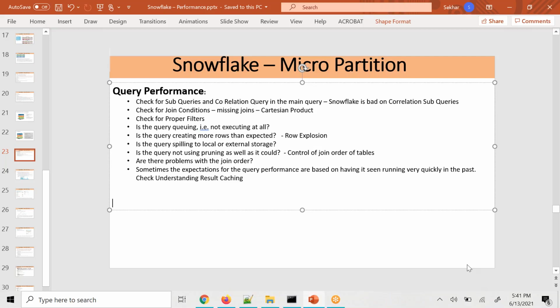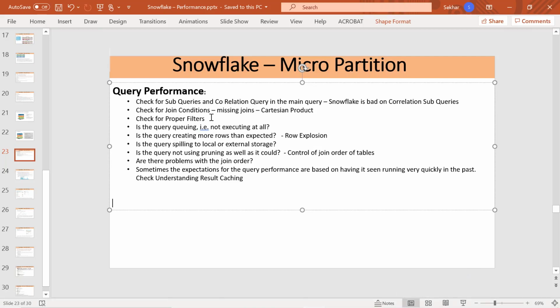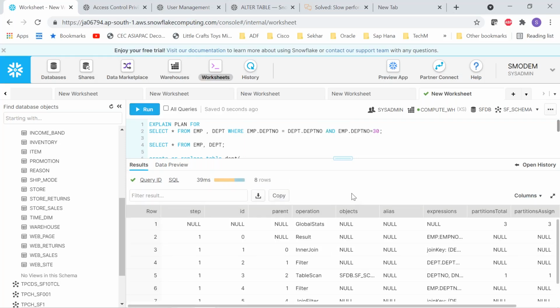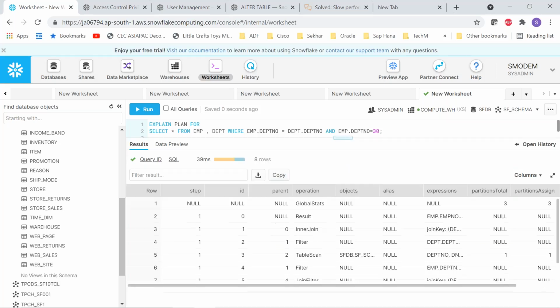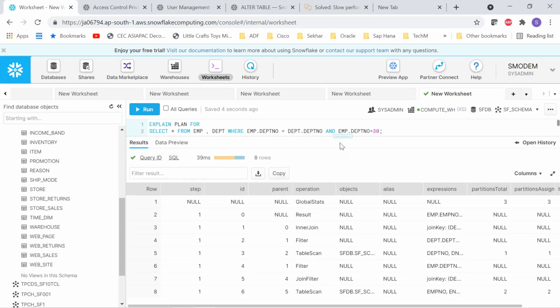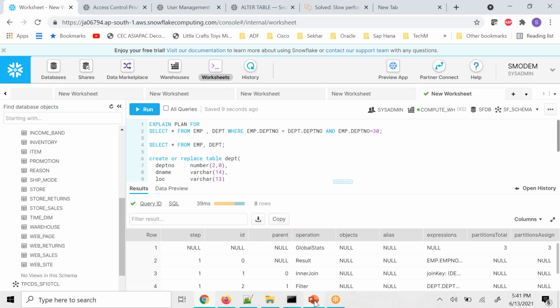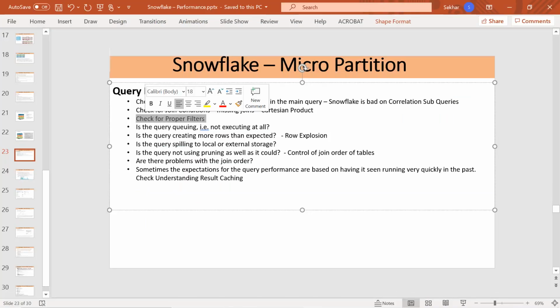If you put a proper join condition there, will it not generate the cross join? Yes, it won't generate it if you look at this particular thing. Where... see, the cartesian is gone. So you will look at the explain plan for your SQL and see if you see any cartesian things there. Check for proper filters when you're trying to join. Make sure that you have given proper filters so that it can filter most of the data.